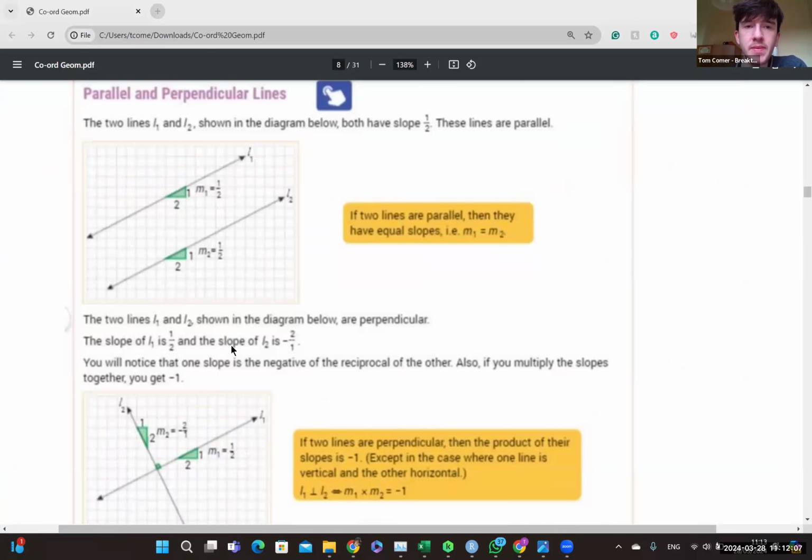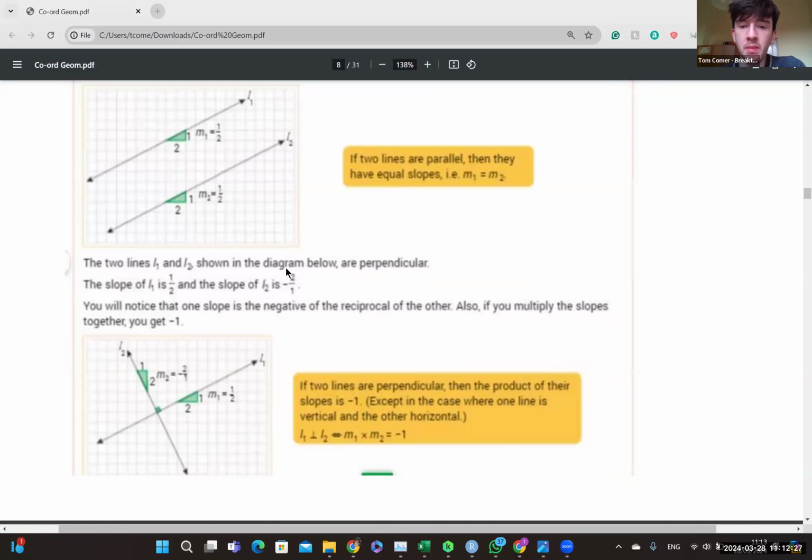So we have a few different types of lines, okay? We've parallel and we've perpendicular lines. Two lines are shown in the diagram below, and both of these lines have the same slope, which is a half. These lines are parallel. Now, what does parallel mean, guys? If you want to text me what you think parallel is, I'm going to go through the perpendicular example, but text me what you think parallel means, okay?